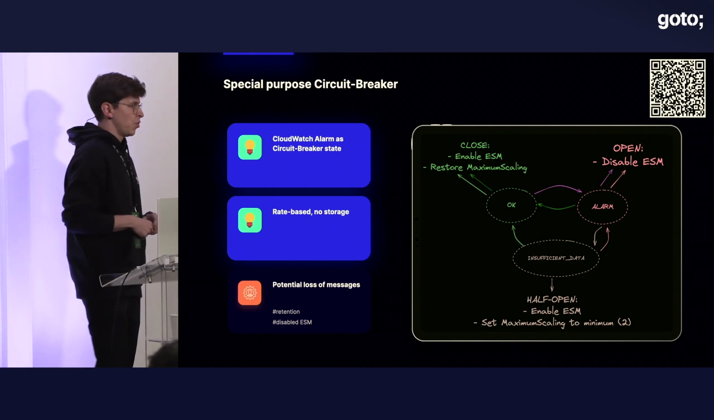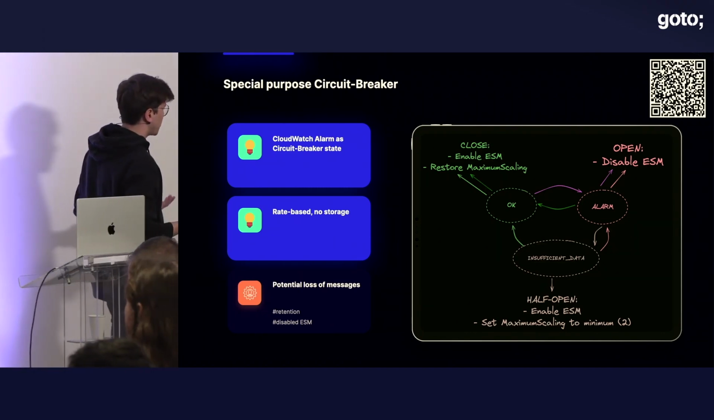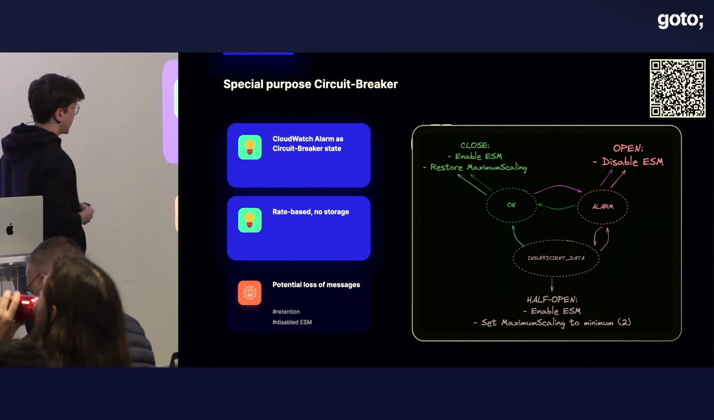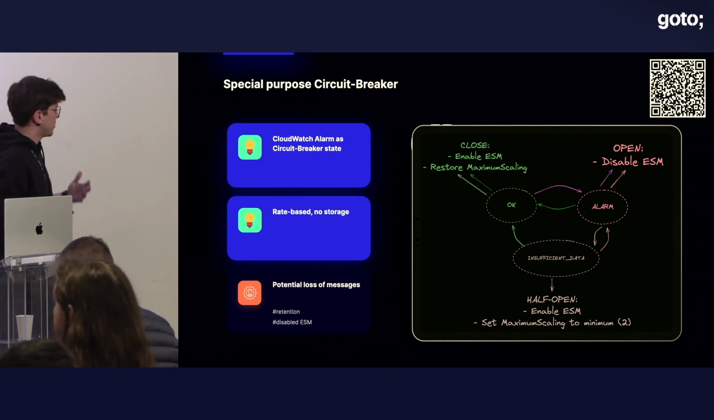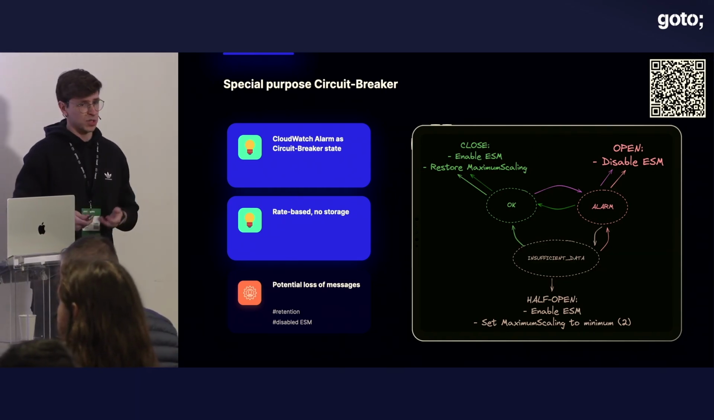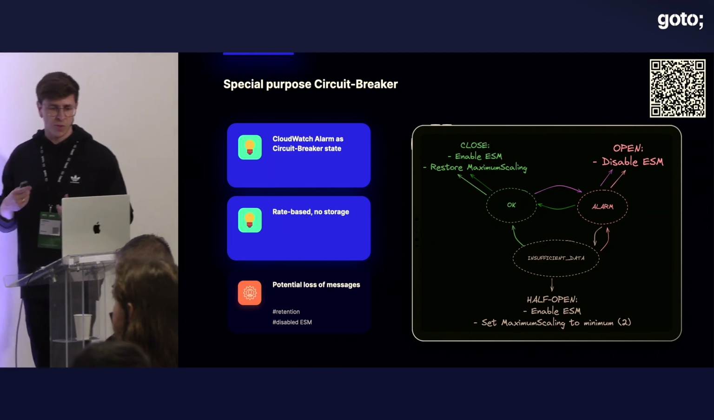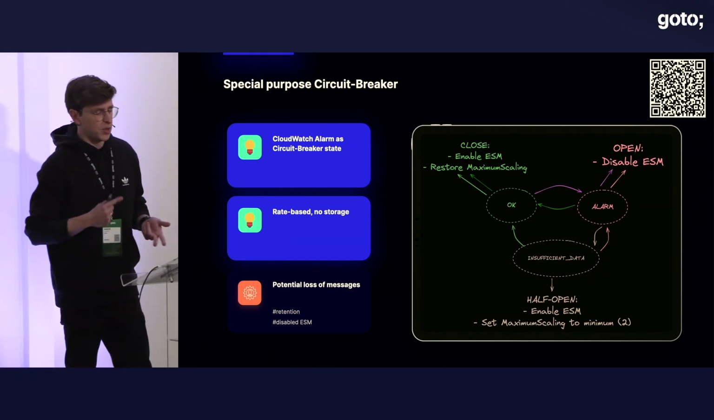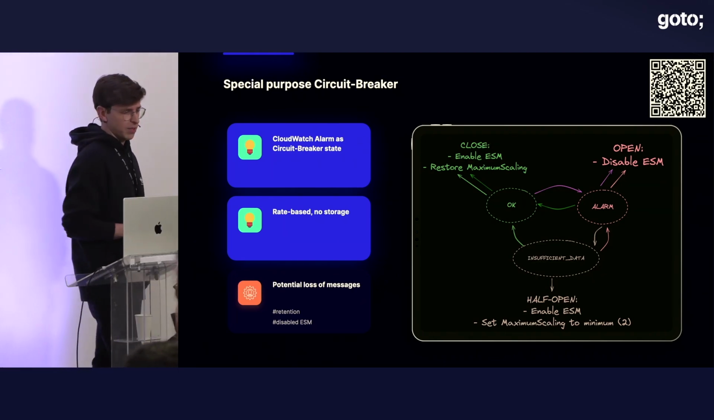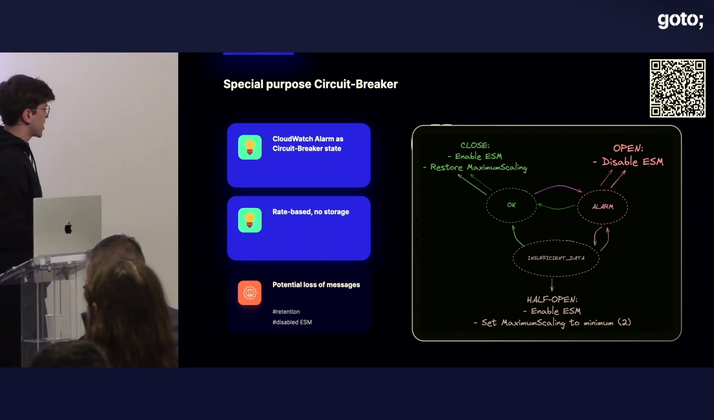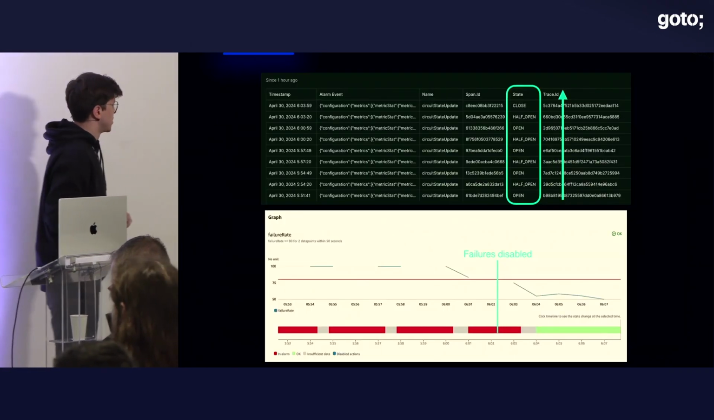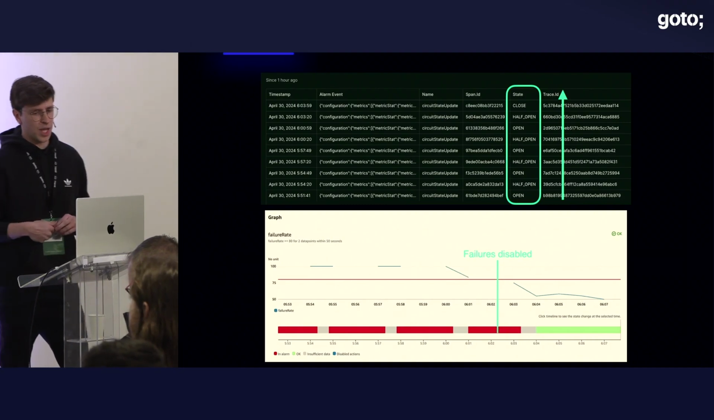At that point, we have no metrics. If we have no metrics, we are going to the insufficient data state, and then we can enable our event source mapping again, but we can put the maximum scaling to the minimum value of 2. So that will be our scout requests. It will be rate-based. There is no storage. There's only one risk: in case that our third party will be down for a really long time, as long as our retention period, we can lose those messages. And this is how it looks like on the CloudWatch.